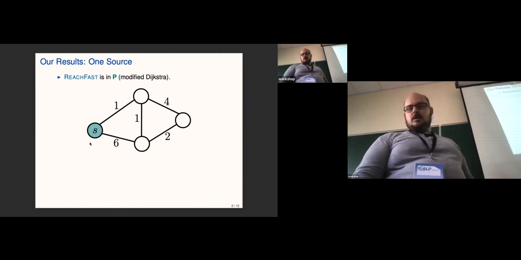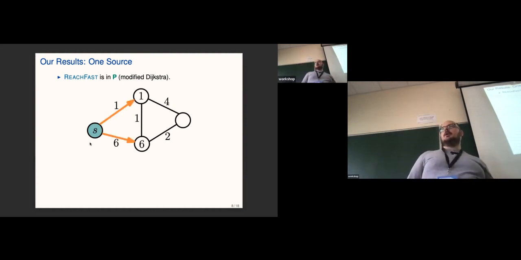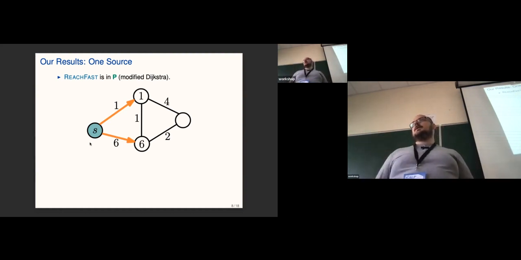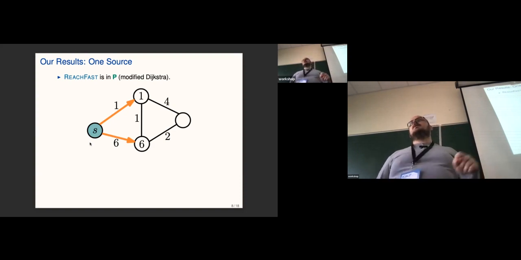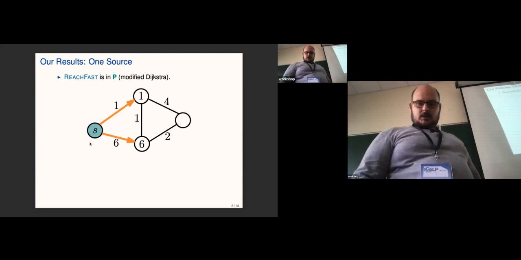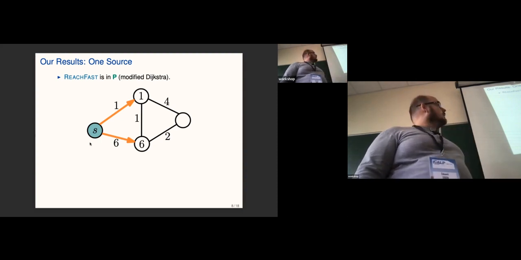So we start in our source. We look at all the edges to the vertices for which we still haven't computed the best outcome. And we see that we can reach the top vertex at time one, and we can reach the bottom vertex at time six by just taking these two edges immediately. Right? And now we choose the closest vertex we can reach. So it's the one. We mark it and repeat the process.